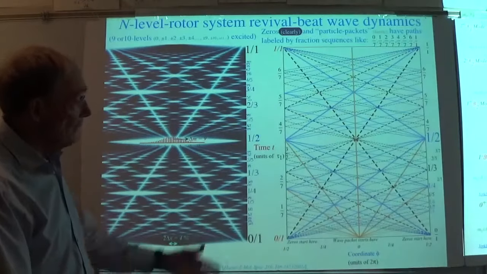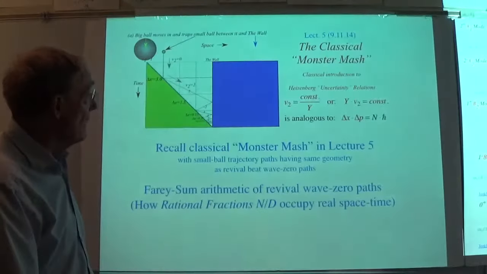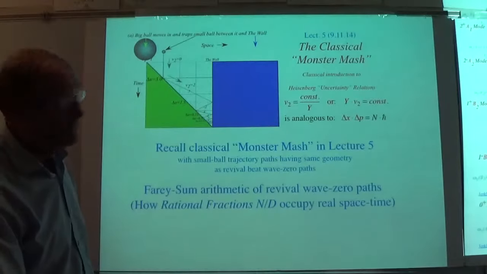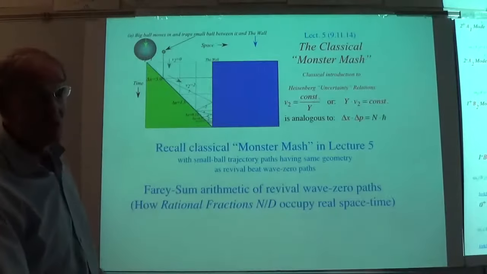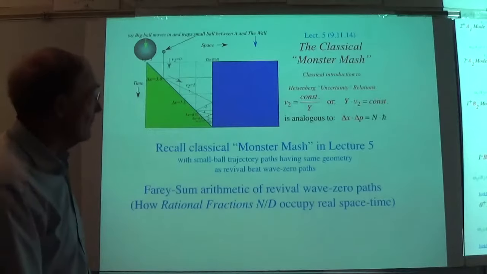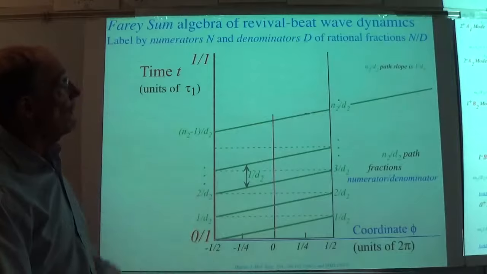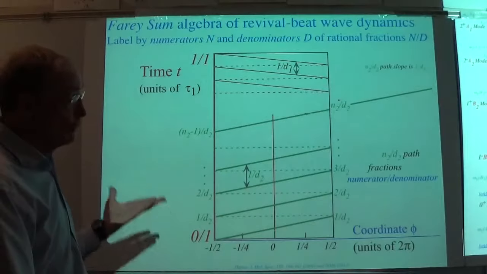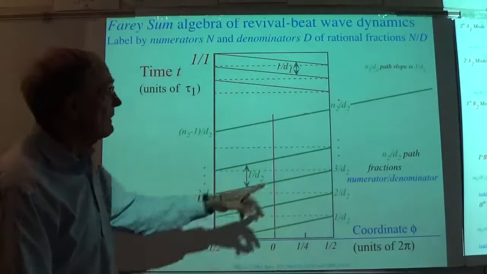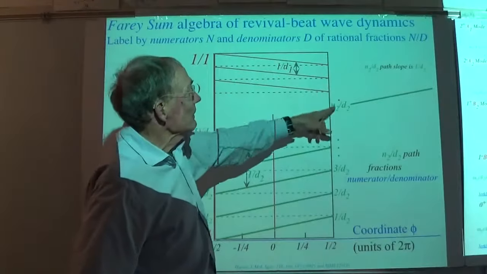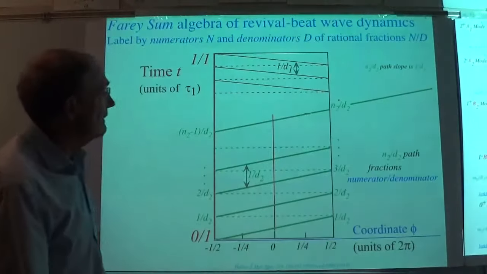So, those are the lines that I'm talking about. It's very much like our monster mash in Lecture 5. A bunch of lines that are rationally related in slope and position. Okay. Here's the thing that actually calculates when they intersect. I have two pairs of them with different denominators. A big denominator and a not so big denominator.